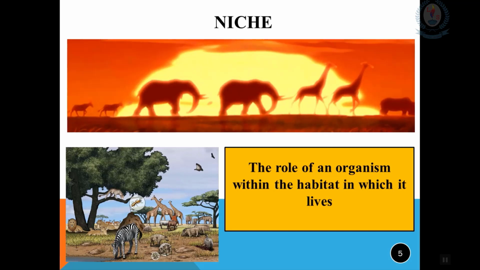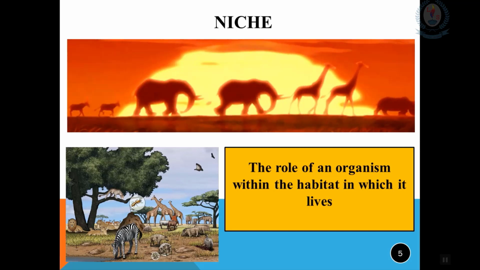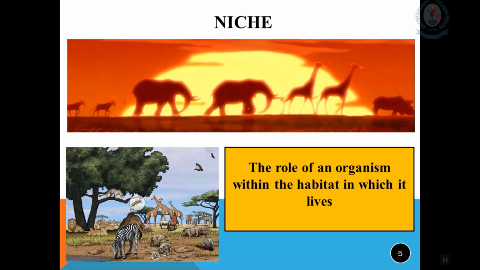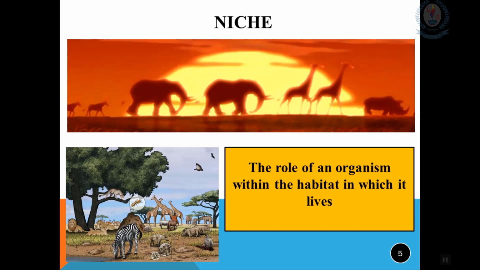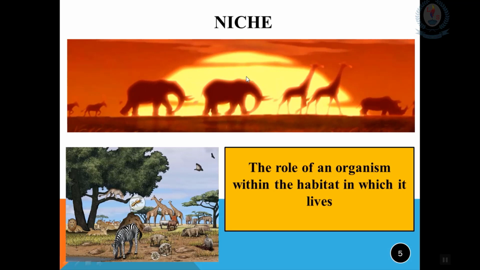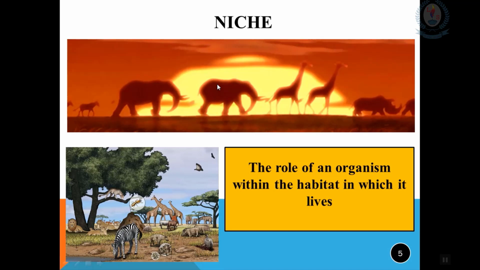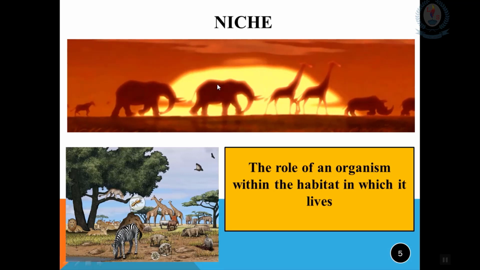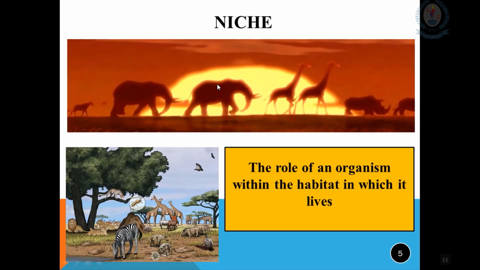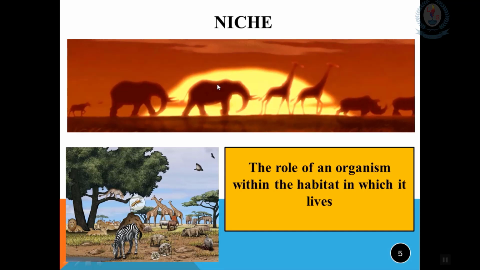The niche. A niche of an organism can be described as the role of the organism in the community or its way of life. To give you an illustrative example, let us place ourselves in the African savanna. Now you can see in this slide, you have a nice picture of the African savanna. Giraffes and gazelles and dung beetles and other carnivorous animals all live in the same habitat in a savanna. But they all occupy their own niche.